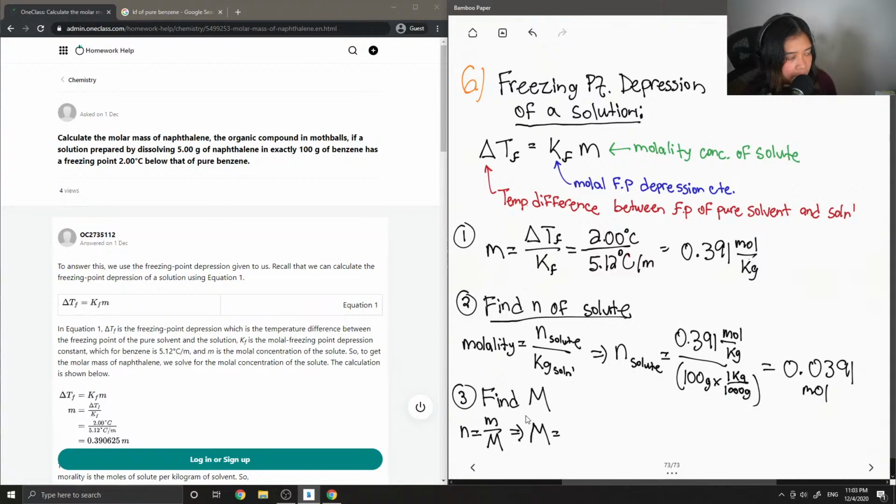So the mass of naphthalene is 5 grams, and the number of moles we got was 0.0391. So then we get a molar mass value equal to 128 grams per mole.